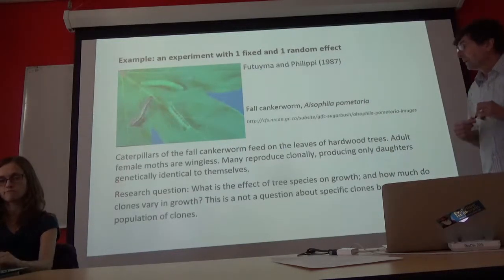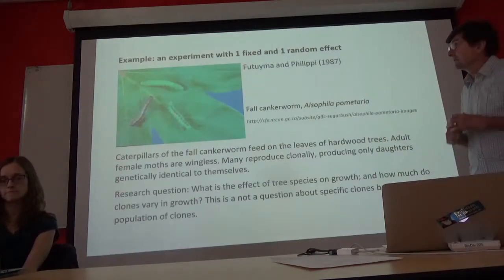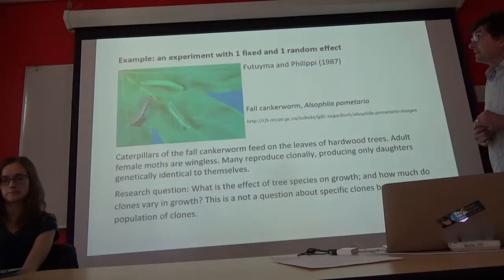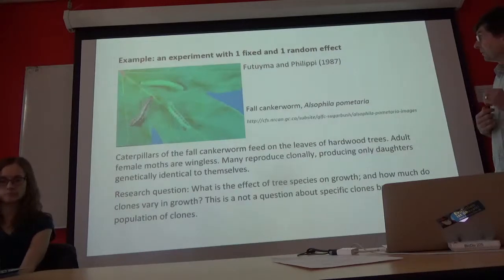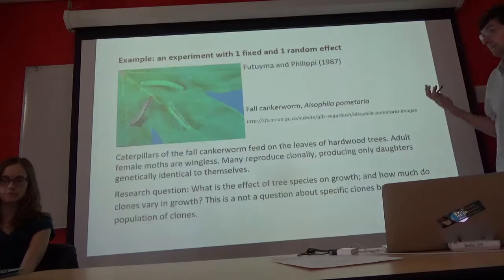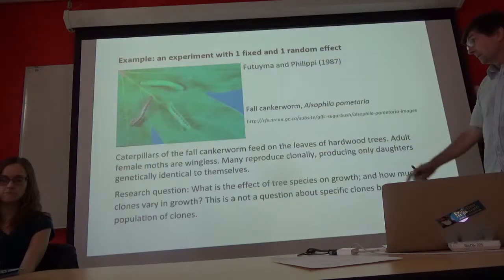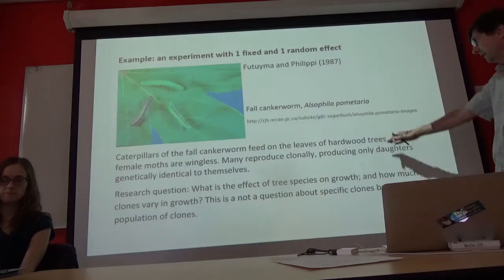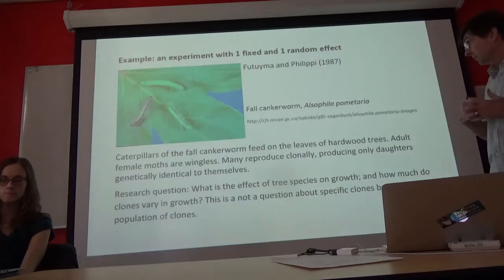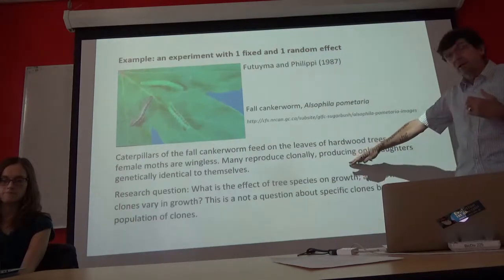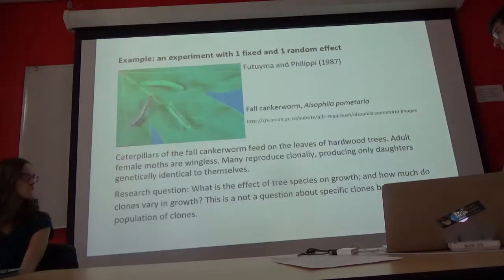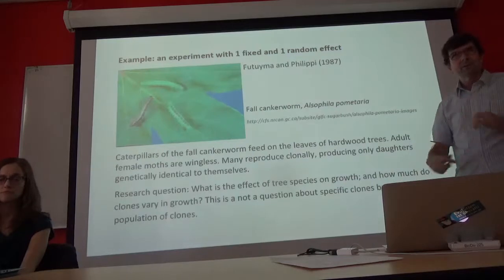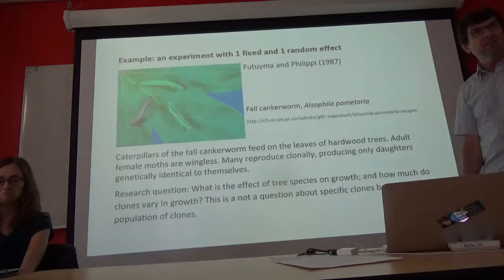So, the factorial experiment that I just described, contrast that with another experiment that was carried out by Fatuma and Philippi, and it was a study of the fall cankerworm and the effects of different tree species on their growth. Caterpillars of this species feed on a bunch of hardwood trees, and something I didn't know until I looked up this study was that many fall cankerworms reproduce clonally, producing daughters that are genetically identical to themselves.